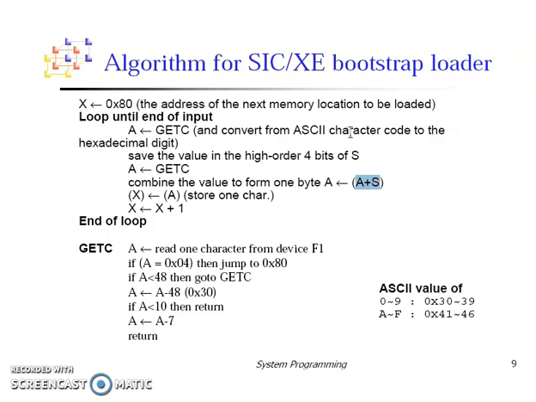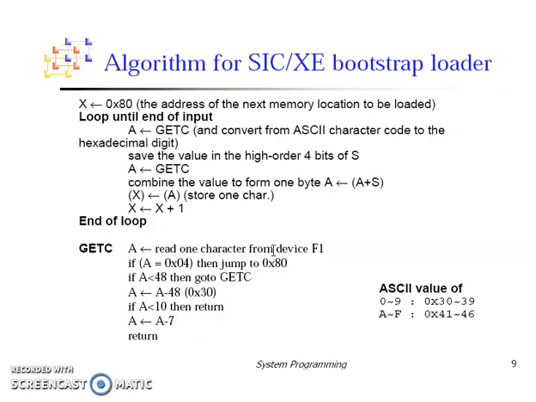Using the getC subroutine, you get characters 2 times and combine them to form 1 byte. The first character is loaded in the higher order 4 bits, and the second character in the lower order 4 bits. Then the value stored in A is moved to the address stored in the X register, and X is incremented by 1. This is the algorithm.